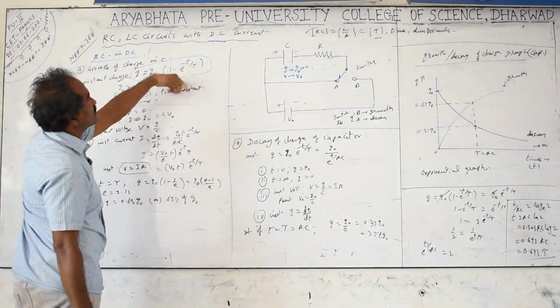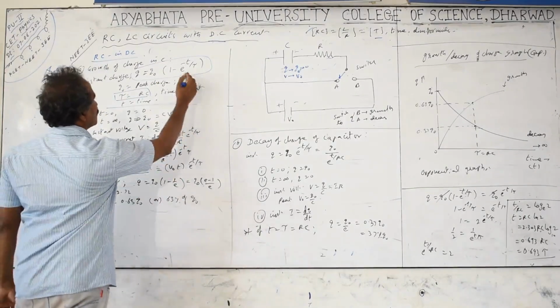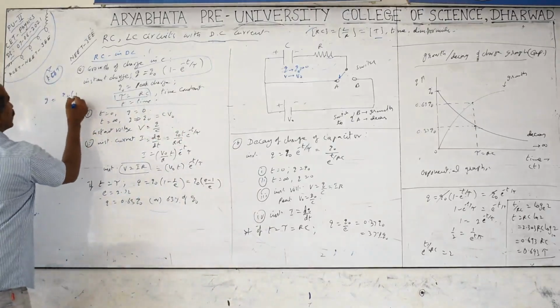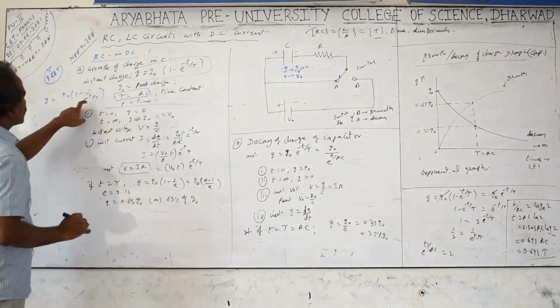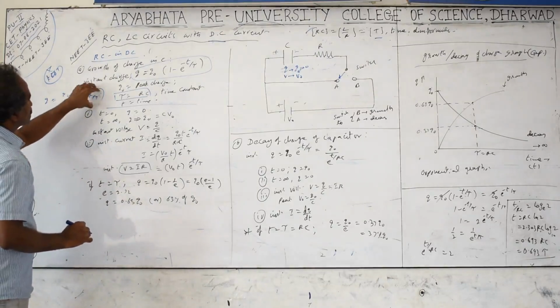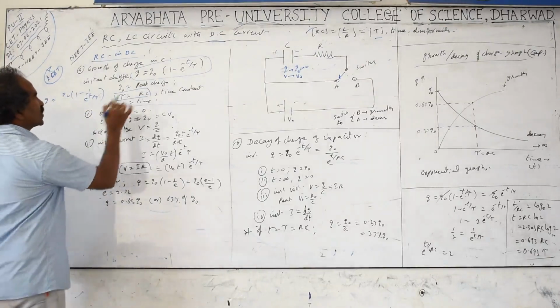t is not constant, it keeps on changing, but since the minus power is there, it comes in the denominator, so we can write this formula as Q equal to Q naught into 1 minus 1 by e to the power of t by tau. t by tau means t by RC. As the time increases, the denominator value increases. When this value increases, the total value decreases. Decreases means the charge increases. Q increases.